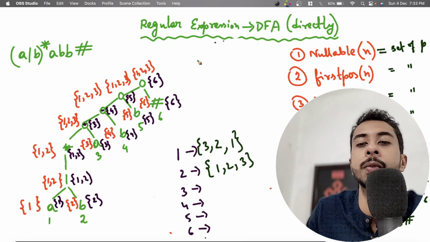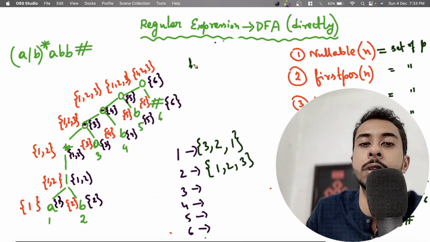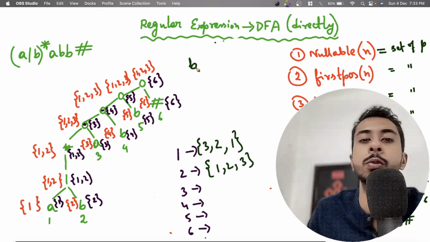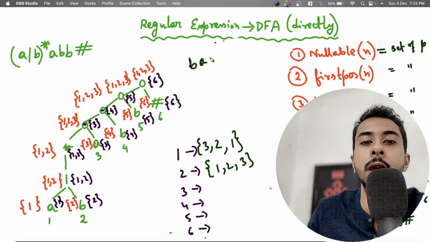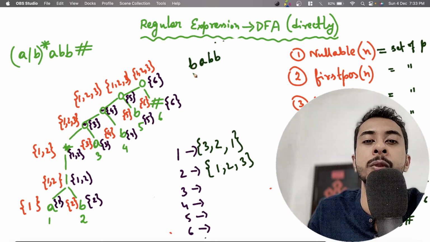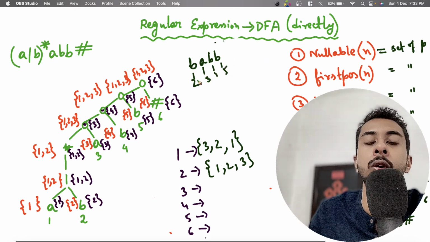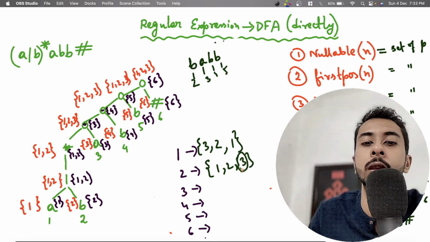Let's take a string. So let's say I obviously have to take the B with position 2 at the first. So I'm choosing B followed by A, B, B. This is mandatory, right? This is from the star part. So this position is 2. This position is 3. This is 4. This is 5. So 2 is being followed by 3. That is why 3 here, right?